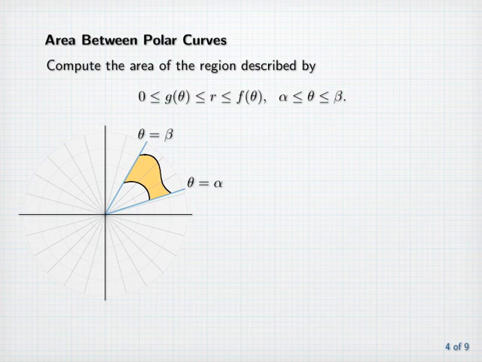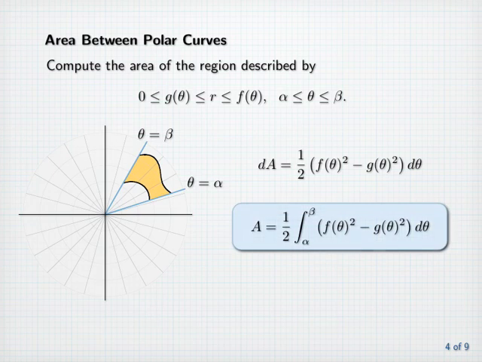The area differential here is dA equals 1/2 of f of theta squared minus g of theta squared d theta. And the area of the region is 1/2 of the integral from alpha to beta of f of theta squared minus g of theta squared d theta. Notice that this integral equals 1/2 the integral of f of theta squared, which gives the area between the origin and the outer boundary, minus 1/2 of the integral of g of theta squared, which is the area between the origin and the inner boundary.